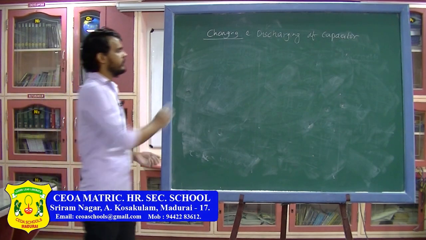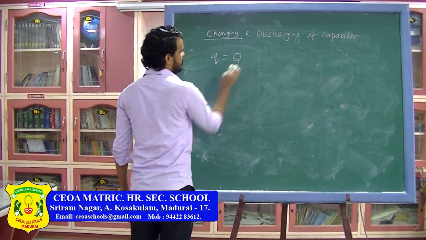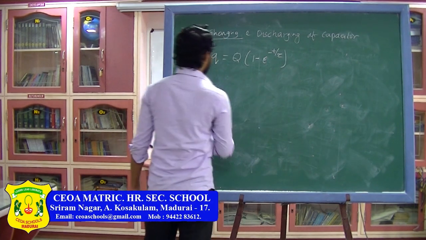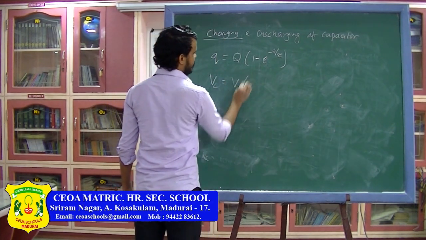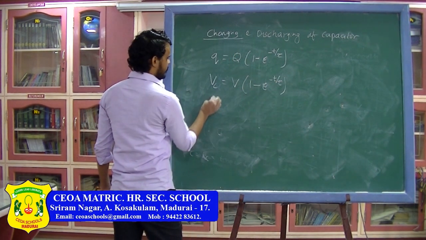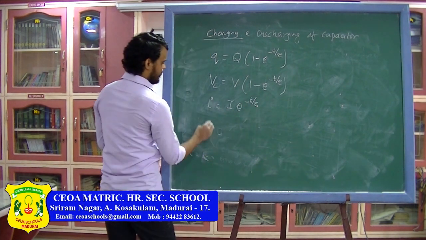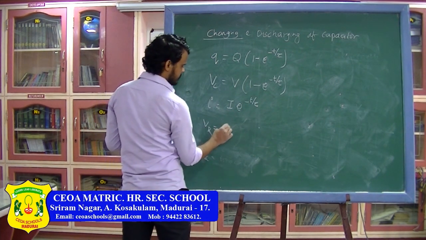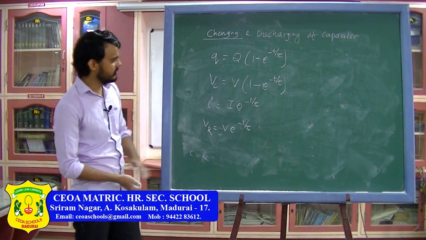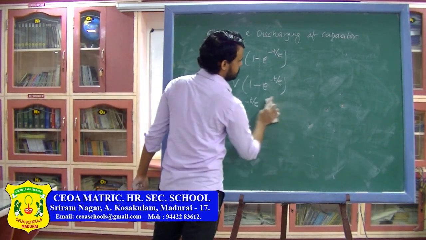So I will write those formulas again. Charge on the capacitor as a function of time in charging can be written as Q = Q0(1 - e^(-t/τ)). Potential across the capacitor can be written as V(1 - e^(-t/τ)). And current in the circuit can be written as I e^(-t/τ). And the potential across the resistance can be written as V e^(-t/τ). So these are the formulas for current, charge and potential across capacitor and resistor.